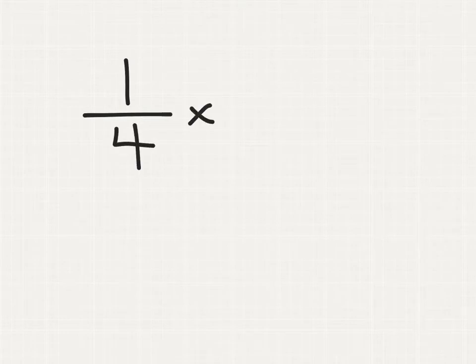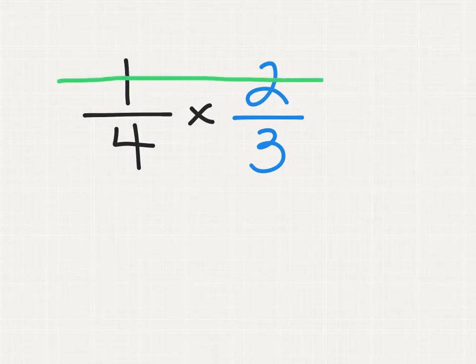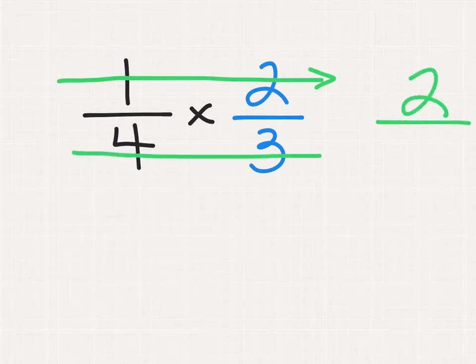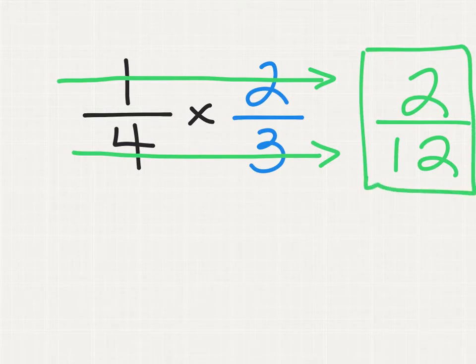When multiplying fractions, for example, 1/4 and 2/3, all we need to do is multiply across the numerators, so here 1 times 2, and across the denominators, so again here 4 times 3, to produce our product in the form of a fraction. In this case, 2/12.